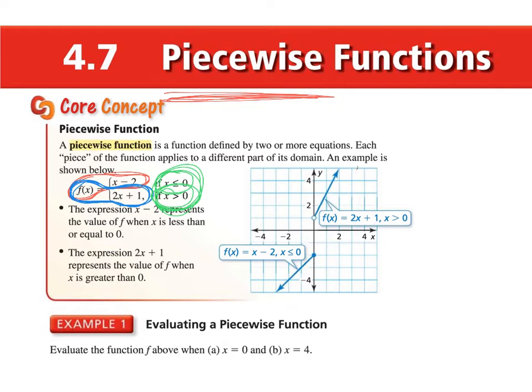All right, for example 1, it says evaluate the function f above when x equals 0 and x equals 4. Okay, x equals 0. That satisfies, let me erase a little bit again. That satisfies this condition here, x is less than or equal to 0. So you're going to be looking at this line here. So at x equals 0, let's go down to the line x minus 2.